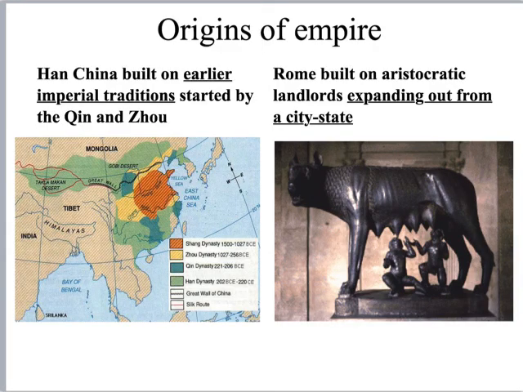Han China built on earlier imperial traditions started by the Qin and Zhou dynasties, taking over those territories and expanding out beyond them, whereas Rome built on aristocratic landlords, expanding out from the city-state in central Italy, eventually controlling all of Italy, and then the larger Mediterranean area.